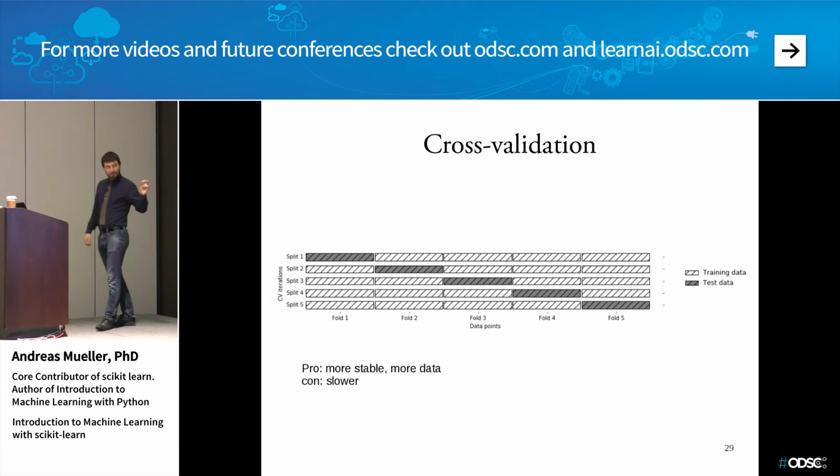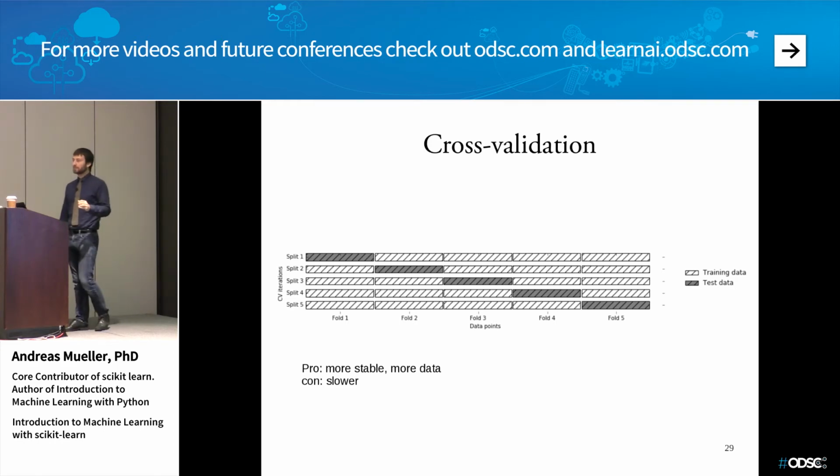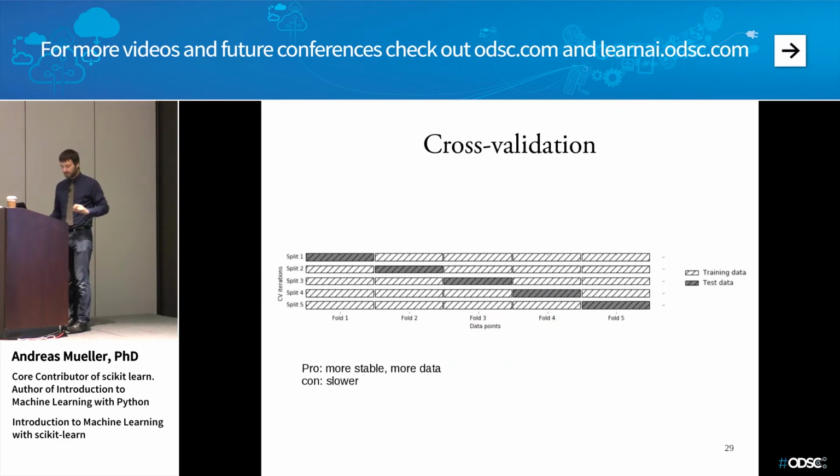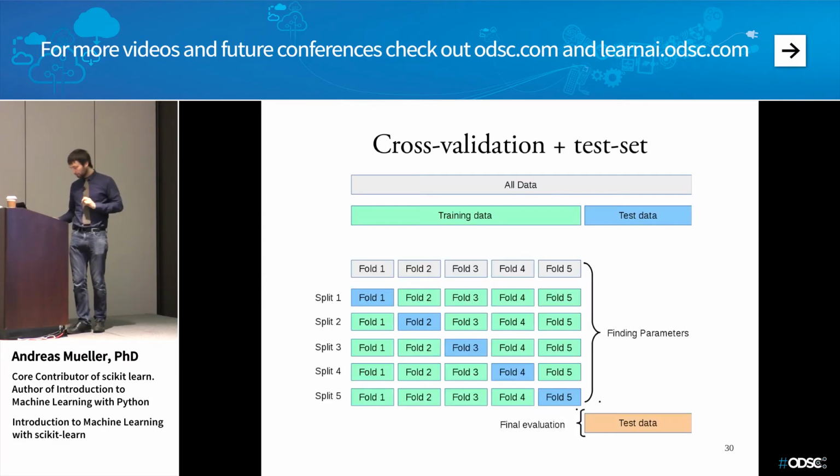Also, you should keep in mind the output of this is 5 numbers, 5 accuracy values. The output of this is usually not a model. You build 5 different models, and you could keep them, but that's not usually what you do. You're only interested in the mean accuracy value. And so now you would do this for each parameter setting.